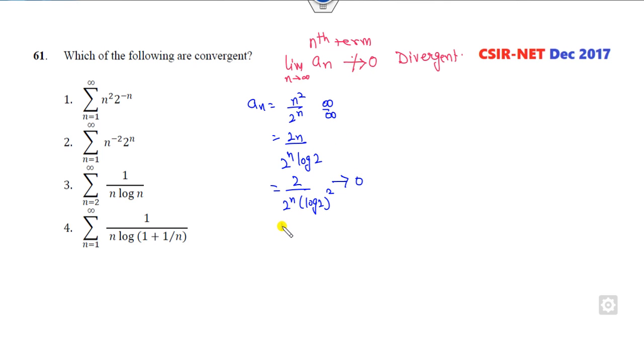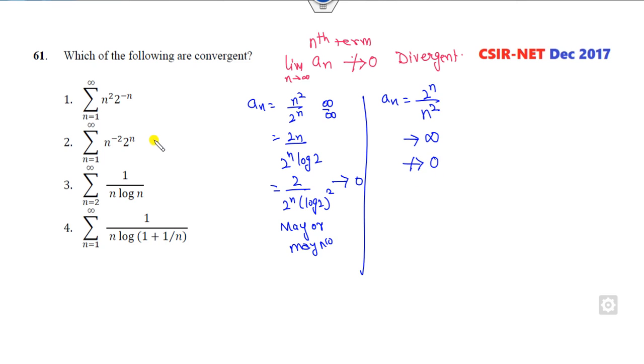So it may or may not be convergent. So we will discard the options. Look at the second option. This is 2 raised to power n over n square. This is a reciprocal of this. So definitely when you take this one, it will go to infinity. That means not 0. So this is divergent. But we need a convergence, so this option is cancelled out.